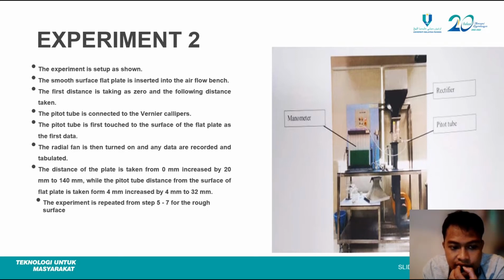Next, the distance along the plate is taken from 0 mm, increased by 20 mm to 140 mm, while the pitot tube distance from the surface of the flat plate is taken from 4 mm, increased by 4 mm to 32 mm. Finally, the experiment is repeated from step 5 until 7 for the rough surface.